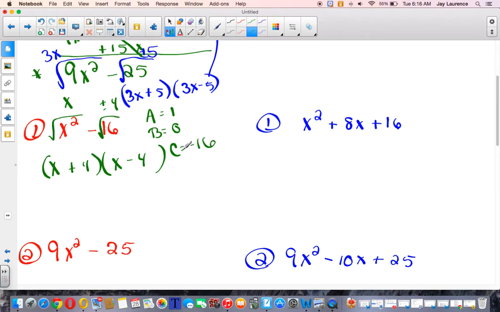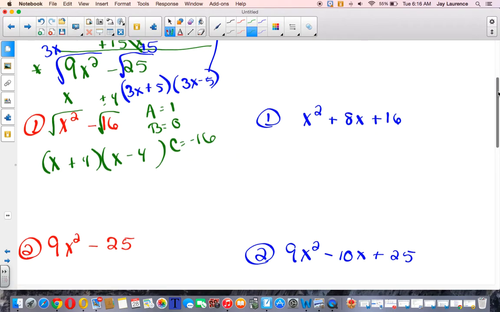You notice how the C is negative? That's not a Wendy's double stack. That's when we get one of each sign. Just trying to give you some ammunition here to help you recall or have it sink in better how to factor this difference of perfect squares pattern.